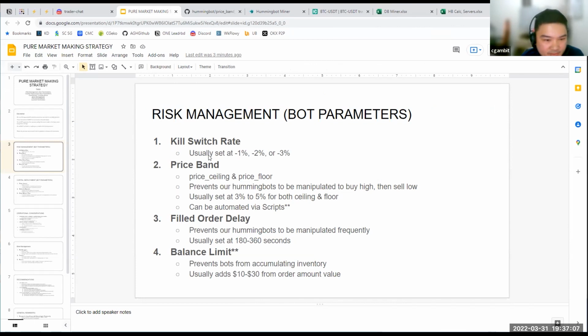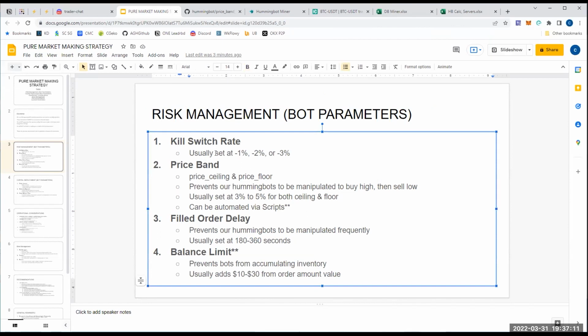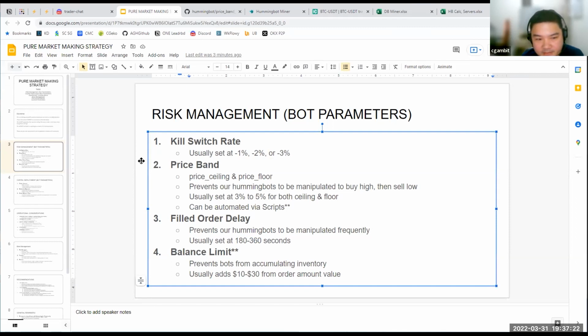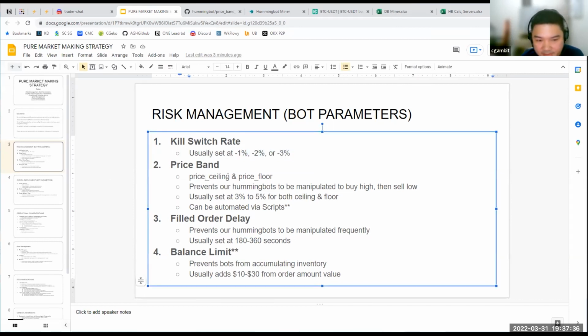So the first one that we want to set up is the kill switch rate. We usually set it at -1% to -3%, but this will depend on the user's loss tolerance. The idea here is that the bigger your amount is, the lower the percentage you can set it at. And then the next one is the price band, or the price ceiling and price floor.